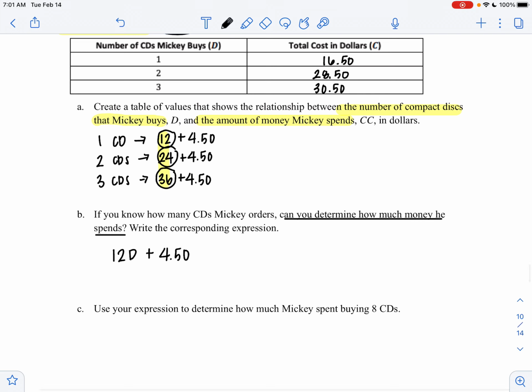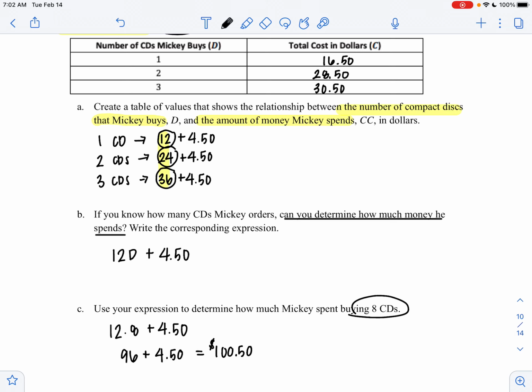And that means that in question C, where we need to use our expression to determine how much money Mikey spent buying 8 CDs, we can multiply 12 times 8 and simply add $4.50. So we have 12 times 8 is 96 plus $4.50. And you know he spends a total amount of $100.50.